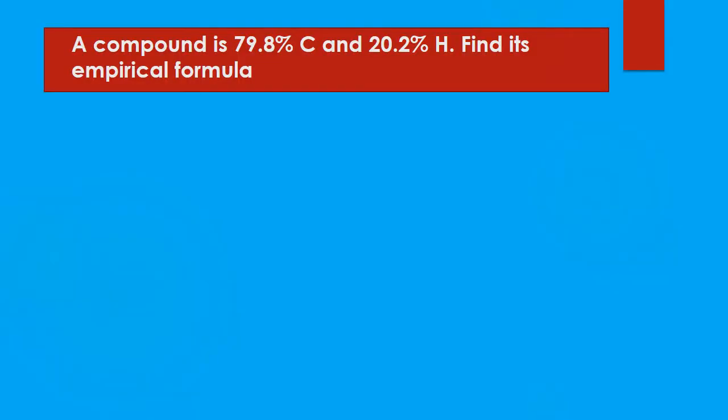So let's look at an example. A compound is made up of 79.8% carbon and 20.2% hydrogen. And we're asked to find its empirical formula. So first thing, list your elements present in the compound. Then we determine what mass we have. Now the mass of carbon in the compound is 79.8 because we convert percent to grams, and the mass of hydrogen will be 20.2. We divide now by our atomic mass of these elements to get our number of moles.